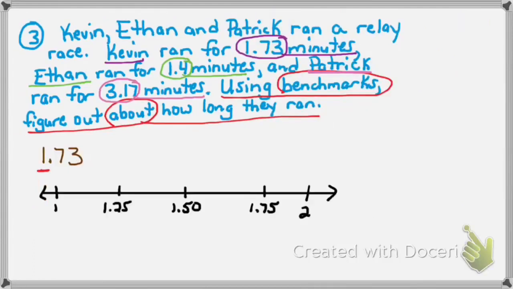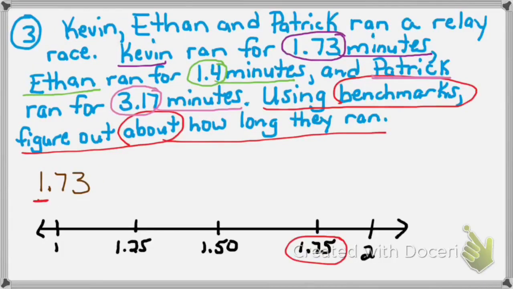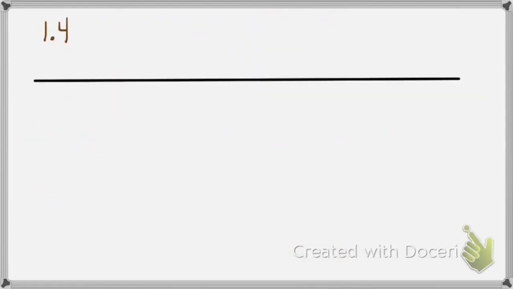So where do you think $1.73 falls between? $1.73, I don't think you're going to need the little 5-cent marks to figure that one out, because that one's definitely closer to what? That's right, to the 175. So I've rounded Kevin's time to 175. Ethan's time is 1.4 minutes. I'll have to switch my page. So I wrote down Ethan's 1.4. My whole number here is a 1, so I make my number line.